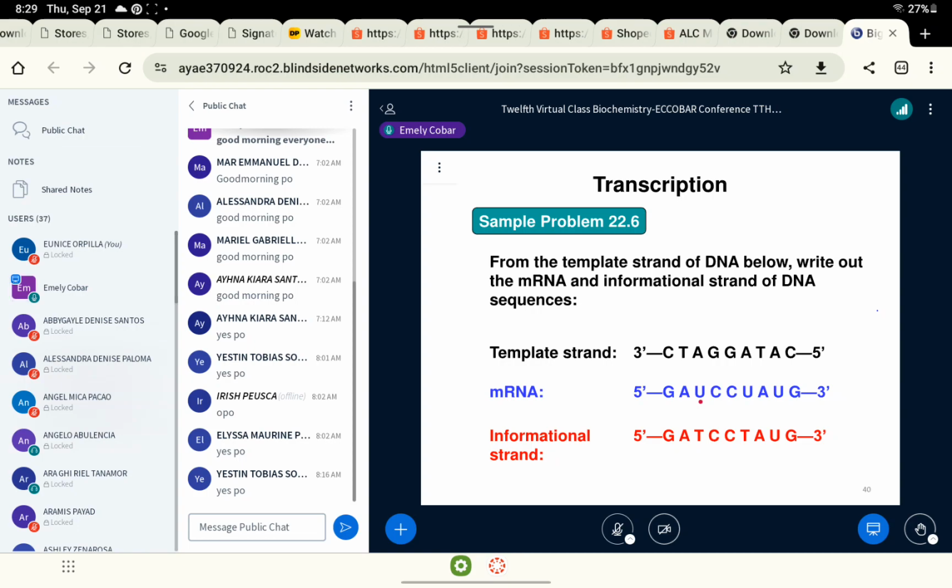Nagkakaintindihan tayo doon na wala kasing thymine or T sa RNA, ha? Okay? So may mga ganitong questions both in your postas and in the final exam. Okay? And then G pairs with C, G pairs with C. Remember, A, G, C are both in the RNA and DNA. Nagkaiba lang sa T at saka sa U.